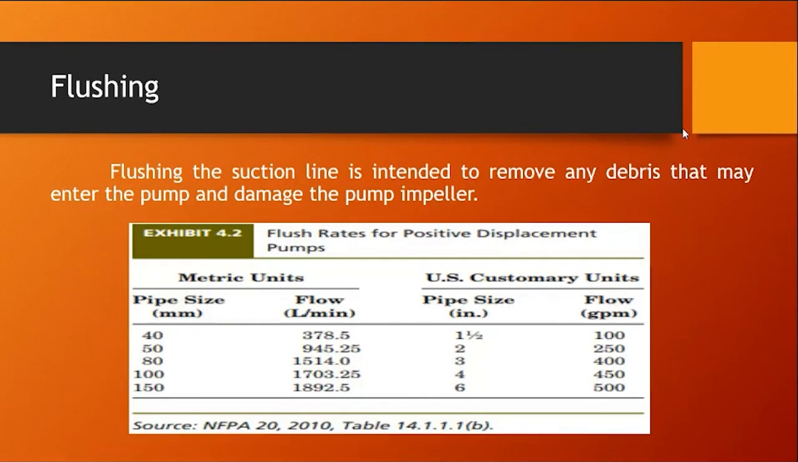Flushing. Flushing the suction line is intended to remove debris that may enter the piping and cause damage. NFPA has a table for flush rates for positive displacement pumps. So from the NFPA table.